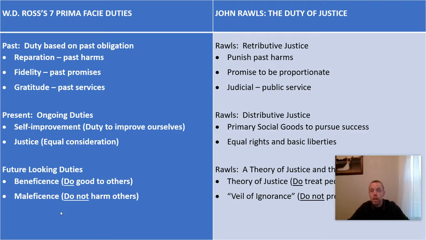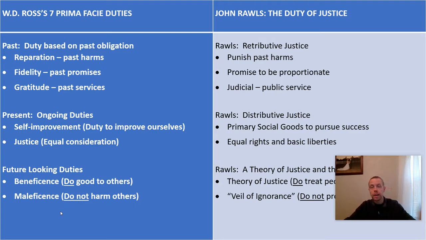So past, present, and future. Now with Rawls, we have retributive justice, which looks at punishing past harms. It's a promise to be proportionate based upon what was done, and judicial in terms of upholding the public service. Distributive justice is more of a present case of you are giving out social goods, giving people the ability to pursue access to social goods, as well as equal rights and basic liberties. So these two seem to connect with the present ongoing duties from Ross's prima facie duties of self-improvement and justice.